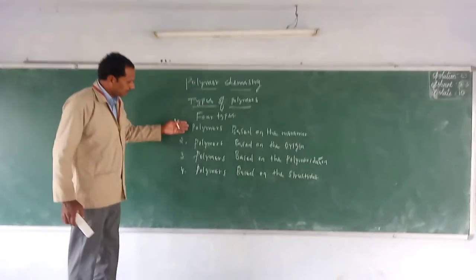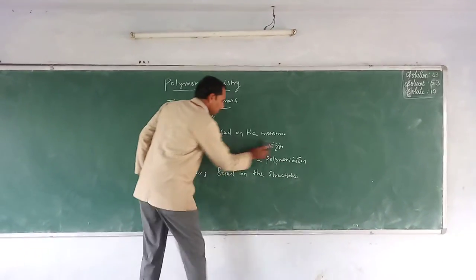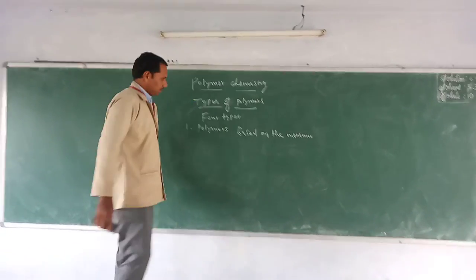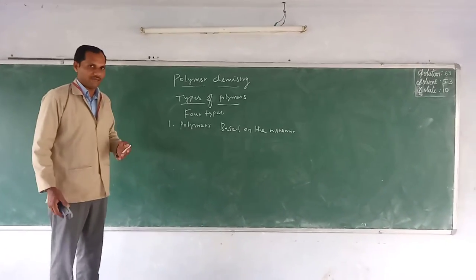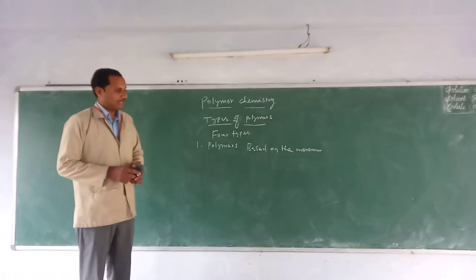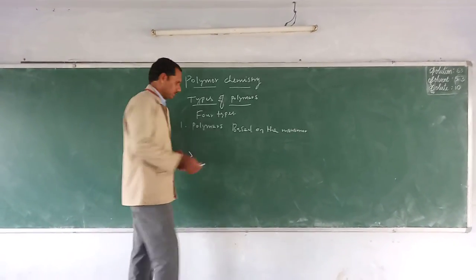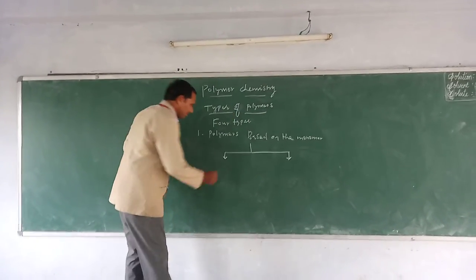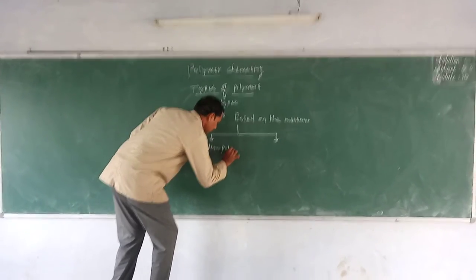So let's discuss briefly polymers based on the monomers. In the polymerization process, the monomer can be varied. For example, if the monomer is the same, then we can say it's a homomer. If the monomer is different, then that is a heteromer. So based on the monomer, polymers can be divided into two categories. First one is the homopolymer.